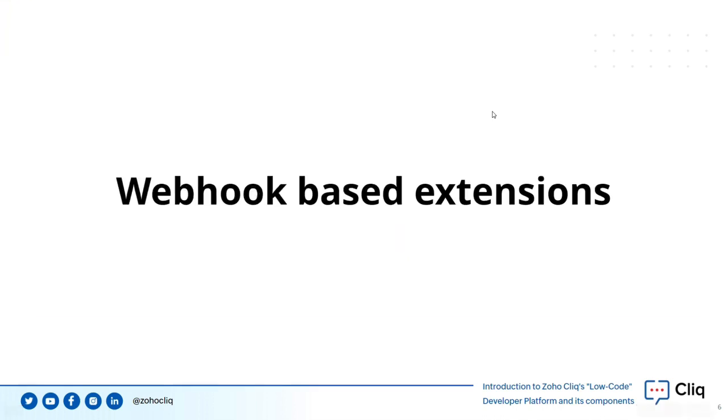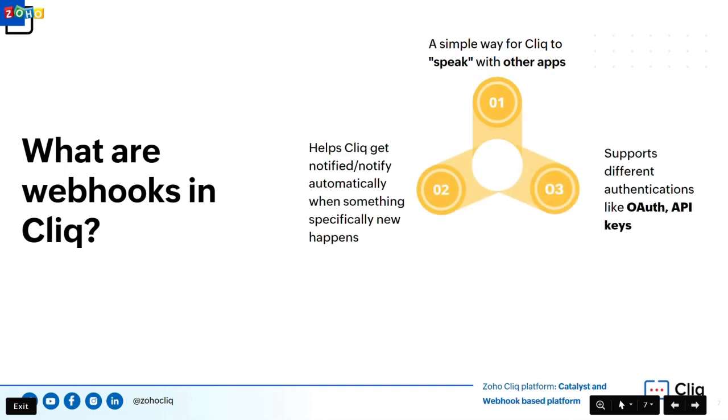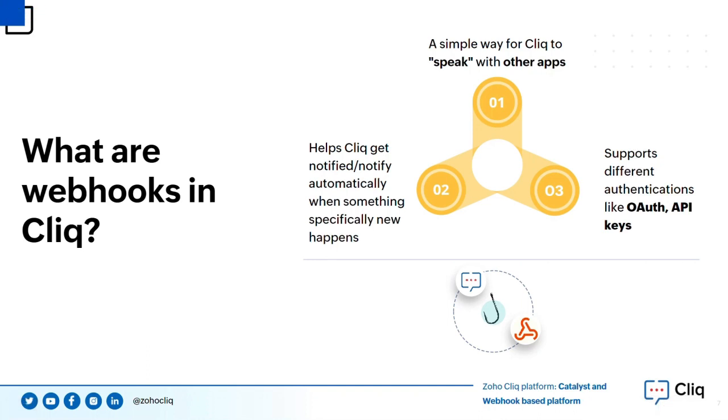Let's take a look at Webhook based extensions first. First things first, what are webhooks? Webhooks are essentially a way for an app to hook or be hooked to another app. By doing so, it can provide or receive information from the other application in real time. Since the communication is direct, it's almost as if the two applications are speaking to each other.